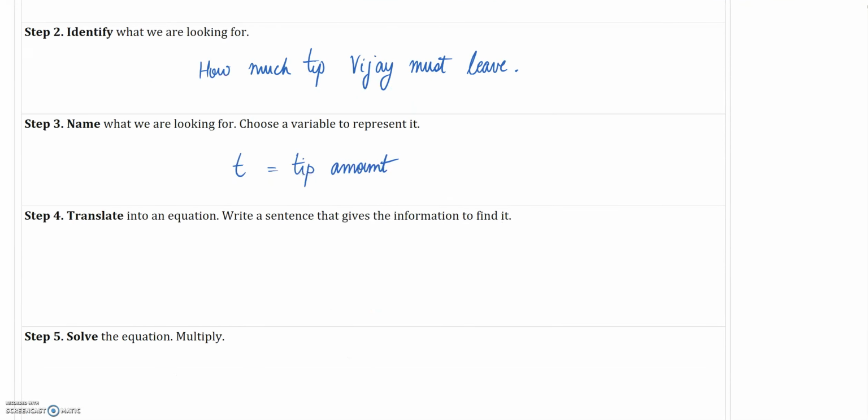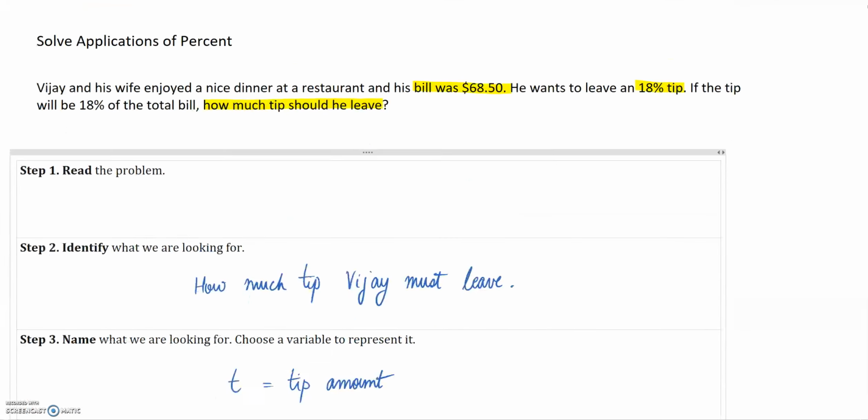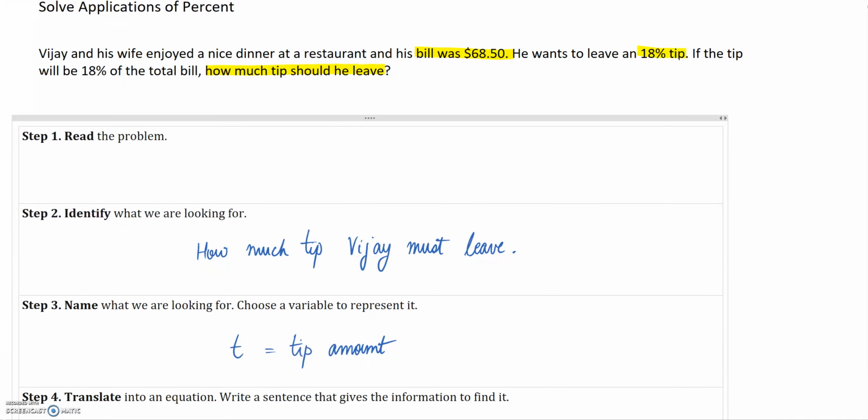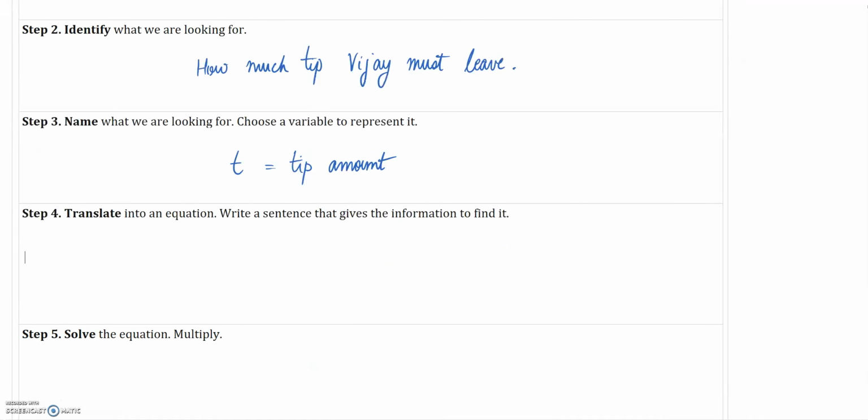Translate into an equation. Write a sentence that gives the information to find it. This is our step 4. So come back to the word problem and scan it. There is a sentence here, the third one, that says, if the tip will be 18% of the total bill, how much tip should he leave? I think that's my big clue. If the tip will be 18% of the total bill. So let's write that. Okay. Tip will be 18% of the total bill.